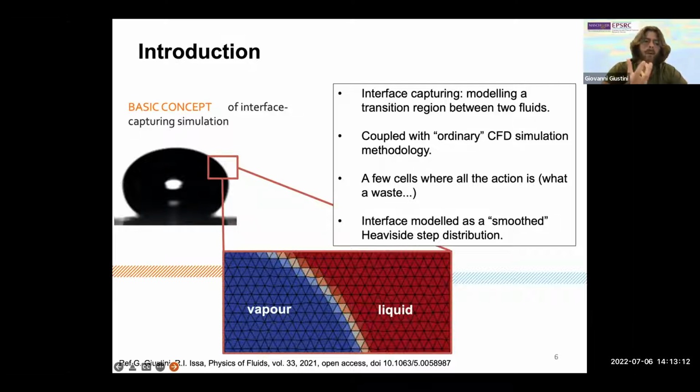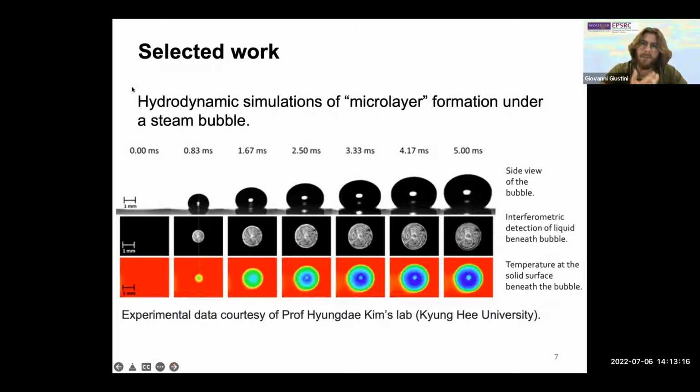So what can we do with this? Here are a couple of examples taken from research applied to boiling, and in particular for nuclear applications. So, example number 1. Let me start with some observations from the laboratory of my colleague, Professor Hyungdae Kim, at Kyung Hee University in Korea. These are observations of a single steam bubble growing at a solid surface in pool boiling conditions at low pressure, atmospheric pressure, actually.